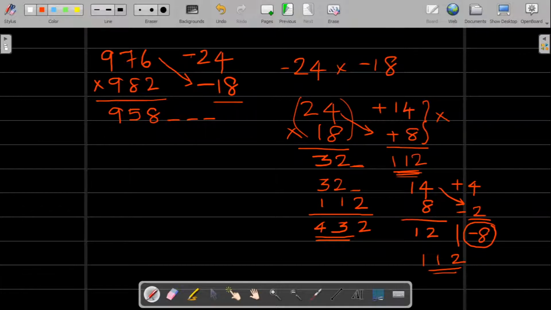So that's what I need. So I was trying to multiply this 24 and 18. So I get 432. See, 3 digits I get here. So I can directly write it. So my answer is 958,432. So if I multiply 976 with 982, I'll get 9,58,432.